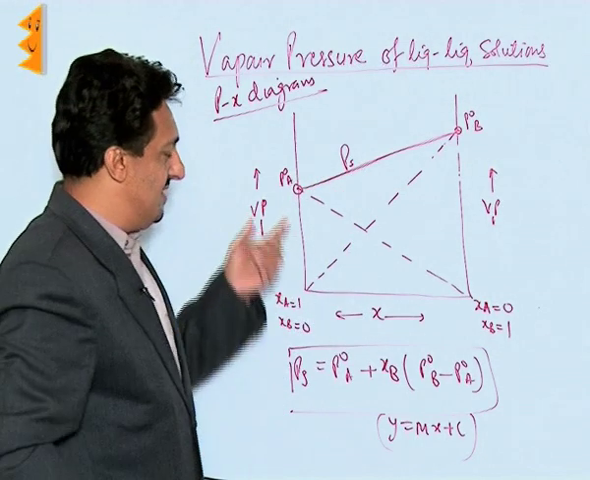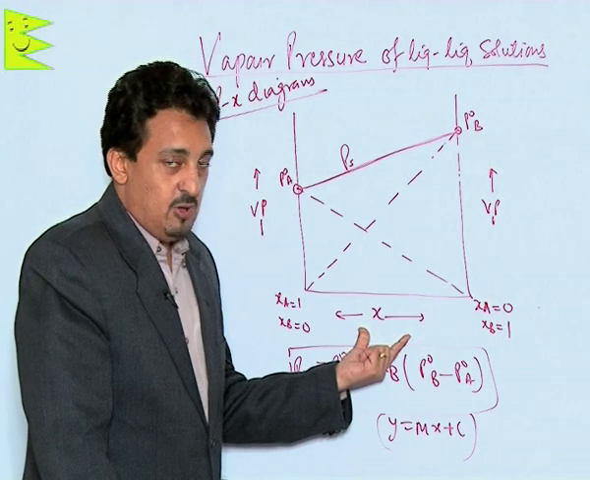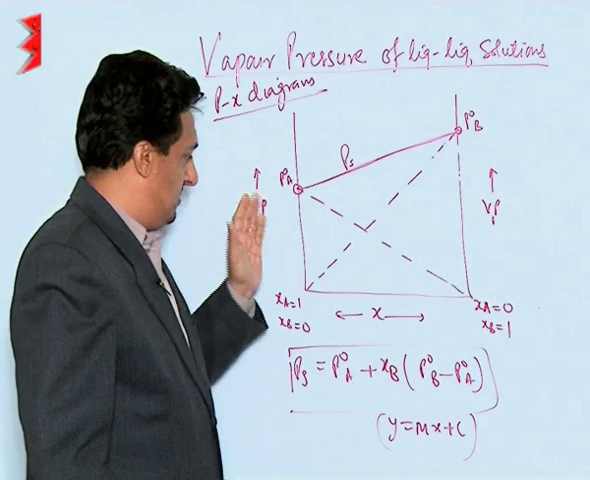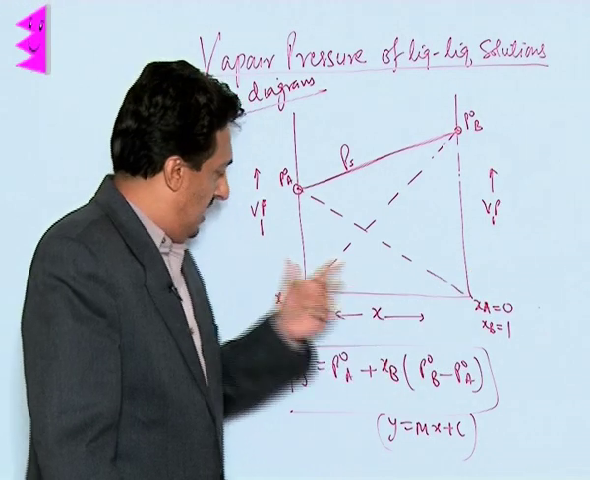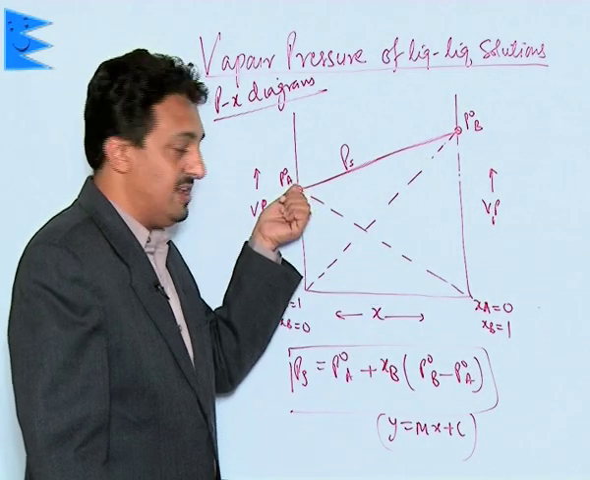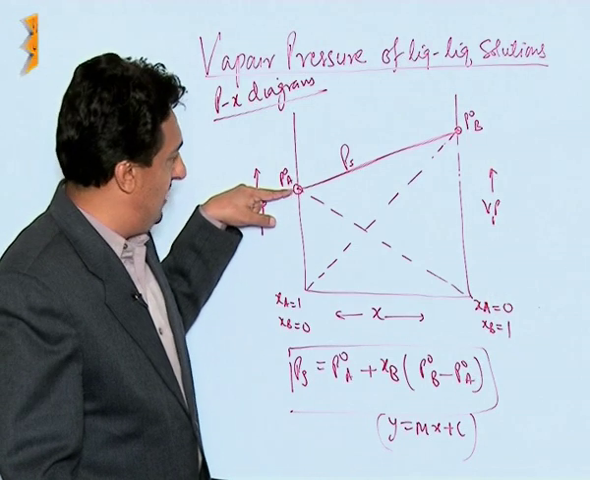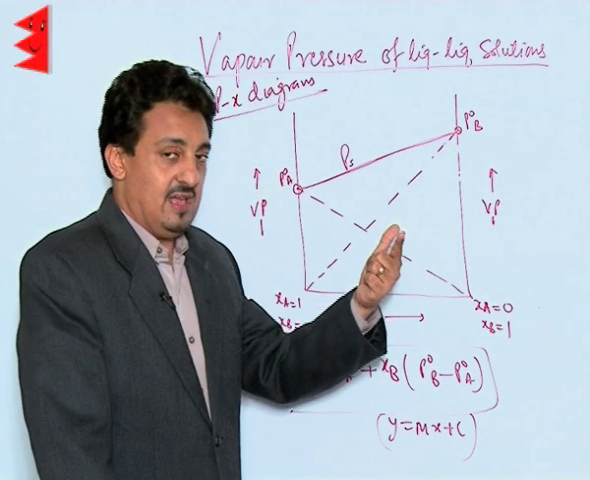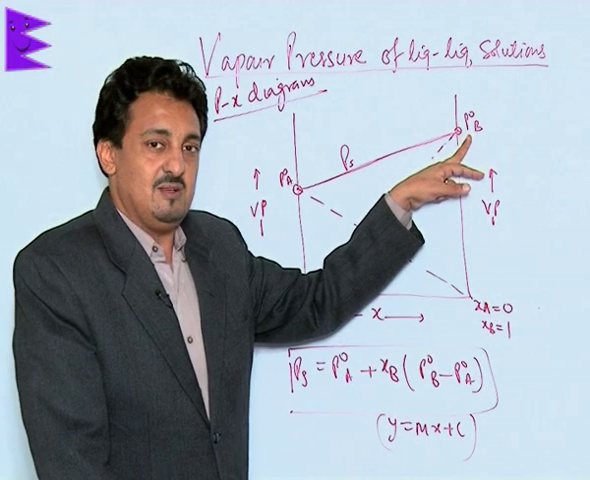One has to understand this graph. The x-axis is indicating what? The mole fraction, the composition of the mixture. The y-axis has the vapor pressure. The left hand side is pure solvent, the right hand side is pure solute. Now suppose these lines are indicating the vapor pressures of the individual components. When the solvent is taken in the pure state, definitely it will have a pressure equal to P naught A, this value, and when the solute is taken alone, its vapor pressure is called P naught B, the vapor pressure of B in the pure state.